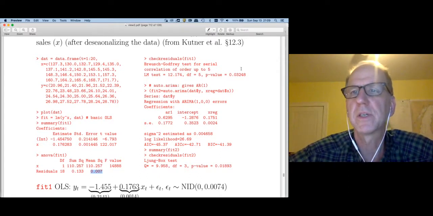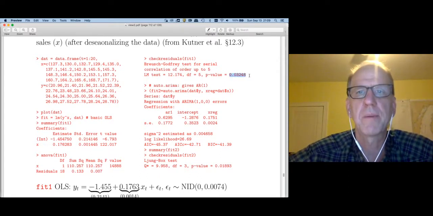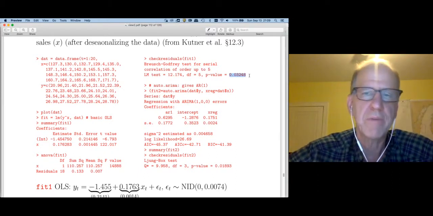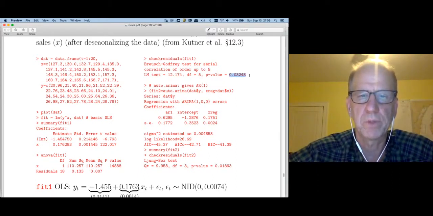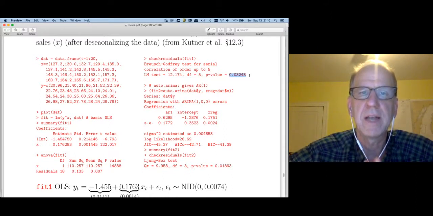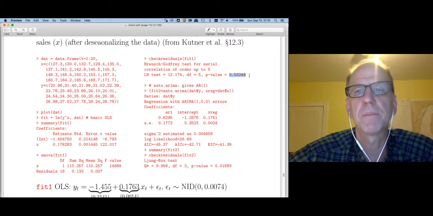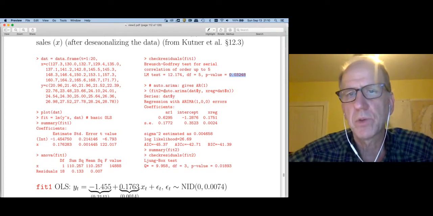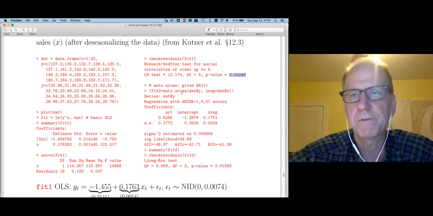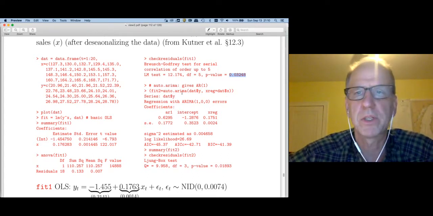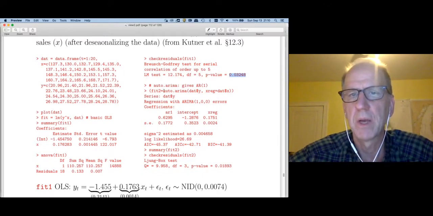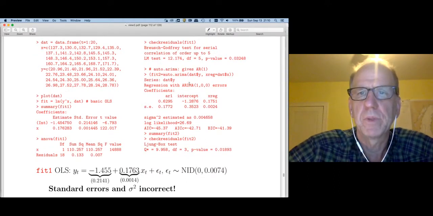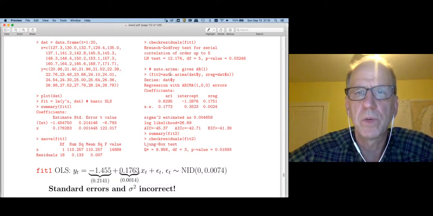The next thing I want to do is look at my residuals from this model. And what we're going to see is we're going to reject the null hypothesis that we have no autocorrelations. So that's going to be a signal that this OLS regression is not valid. We need to do something else. What should we do? In the course packet I said we're going to use AutoArima to help us figure out how many autoregressive and moving average terms we need. The next thing that I'm going to do is use AutoArima.